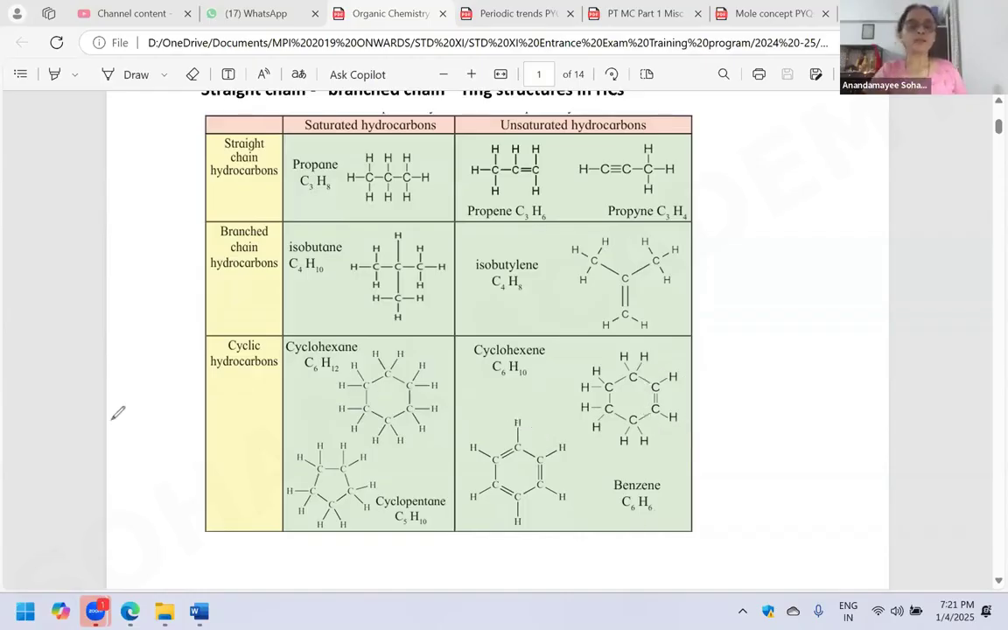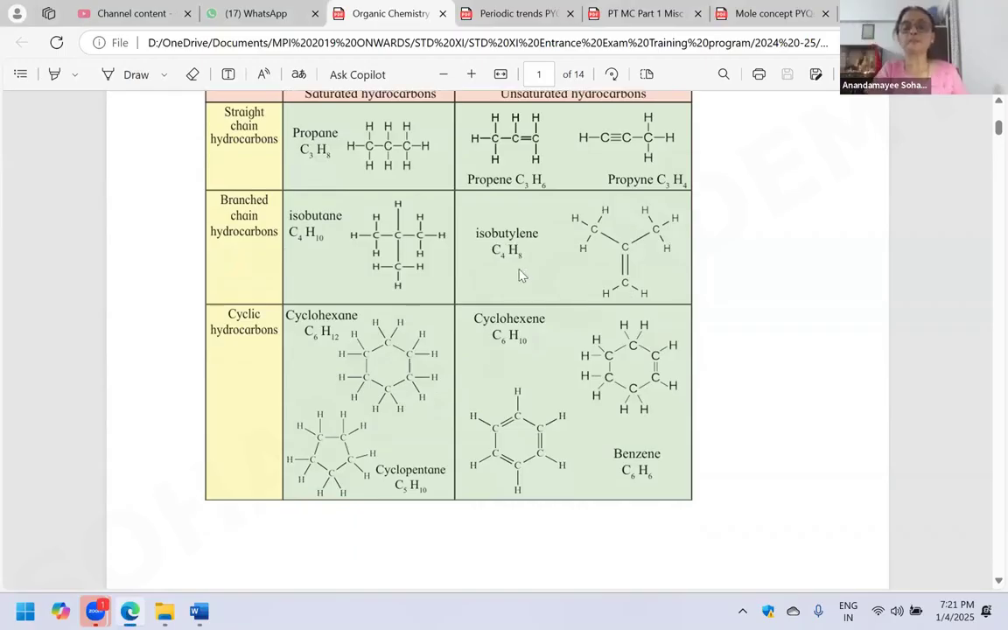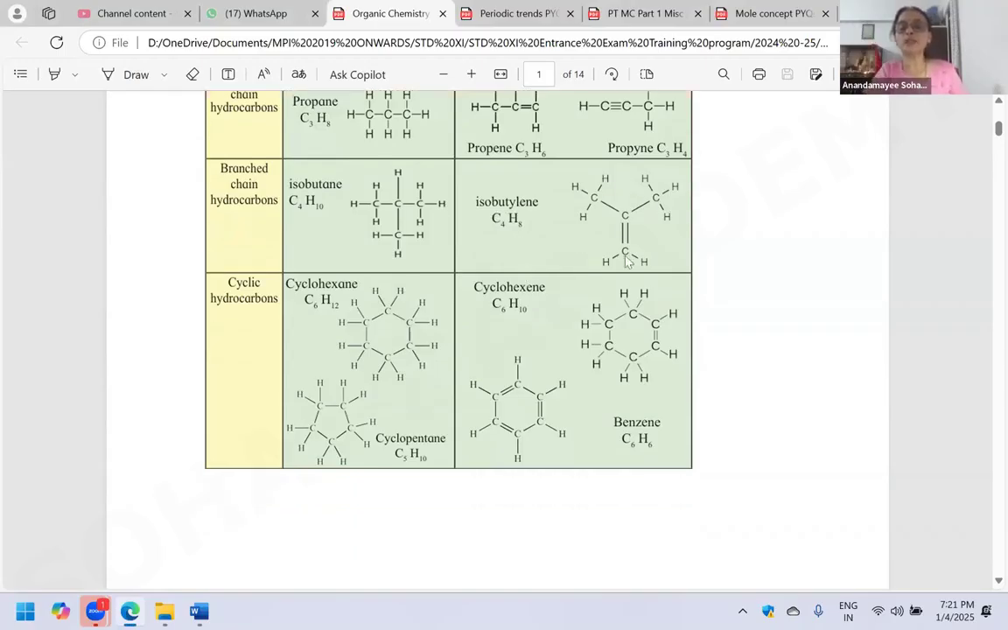Then as we proceed, you need to know these colloquial names also. If it says isobutylene, we should know what it will be. Now, what will be the IUPAC name of isobutylene? Anybody? 2-methyl propene. Propene will come.